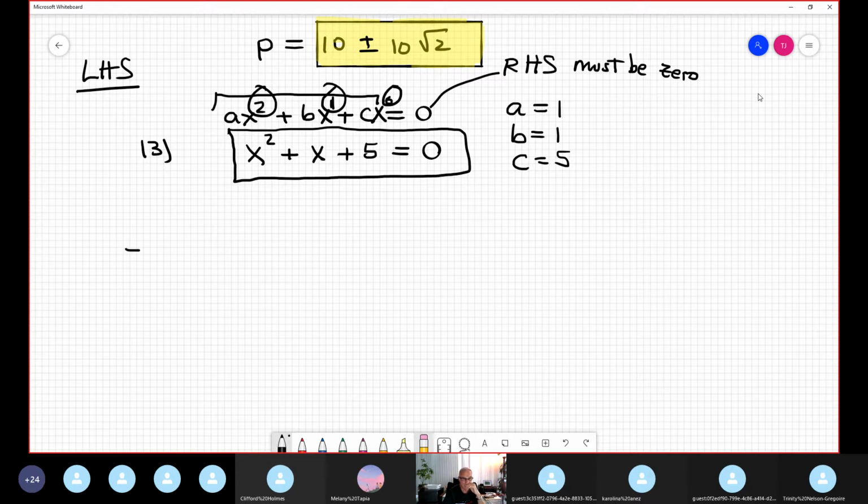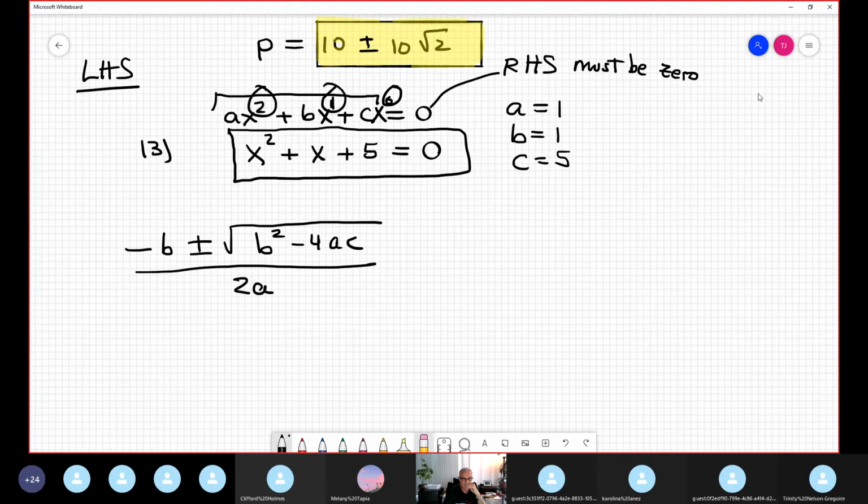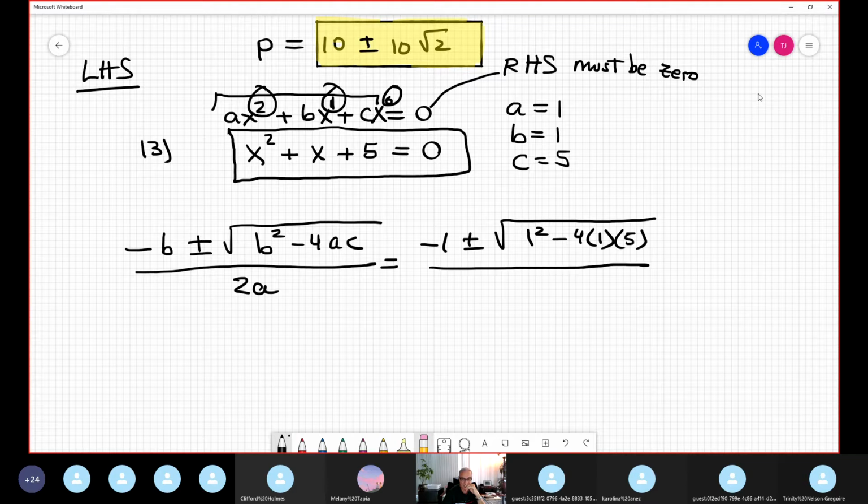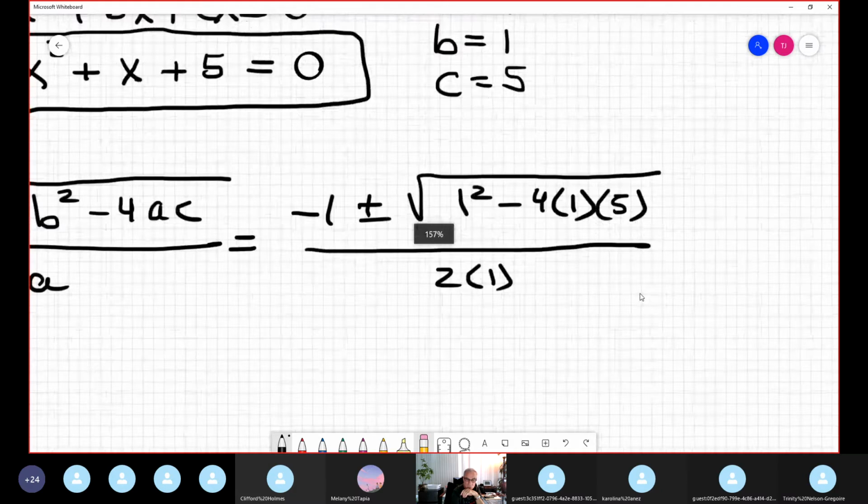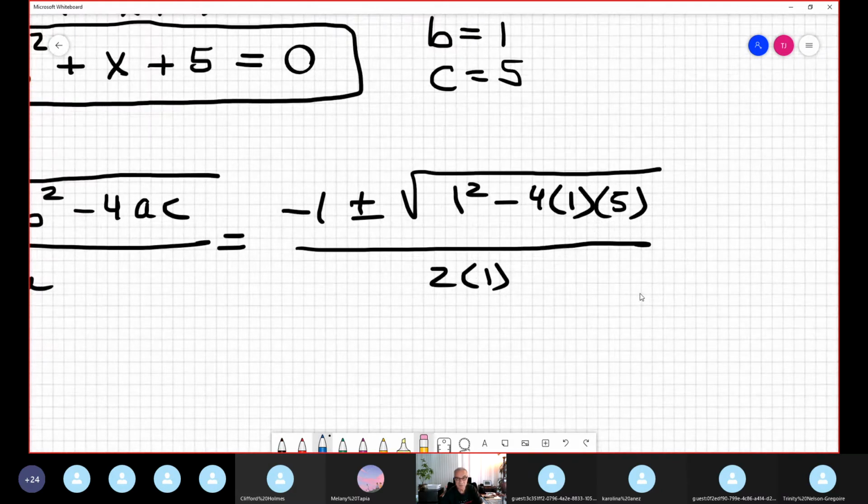Plugging in, where? In the quadratic formula. This formula. Who is B? 1. Just negative 1, plus or minus the square root of 1 squared minus 4 times 1, which is A, times 5, which is C, divided by 2 times 1. According to the order of operations, you must do the expression inside first. Always, I explain that order. You focus on that. 1 squared is 1.